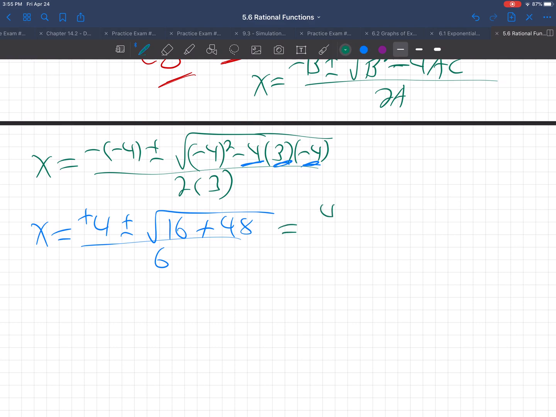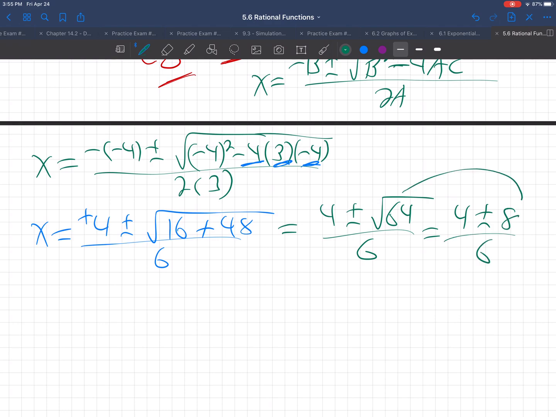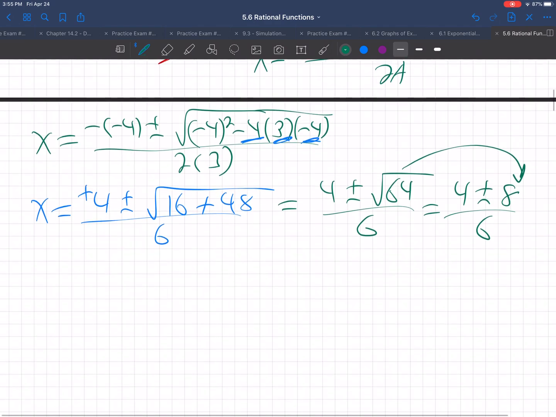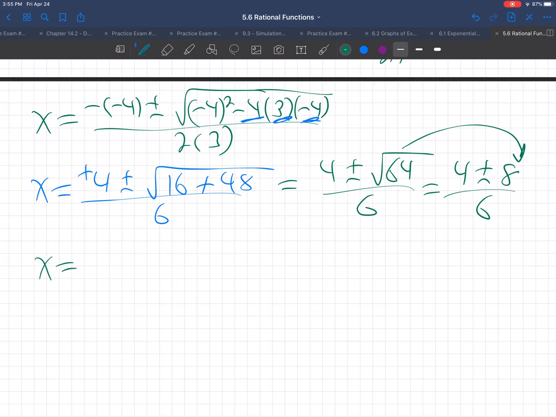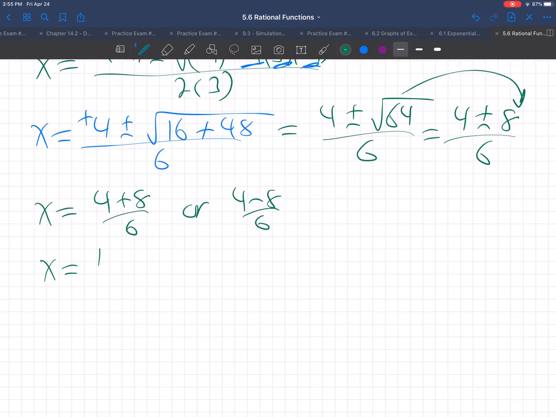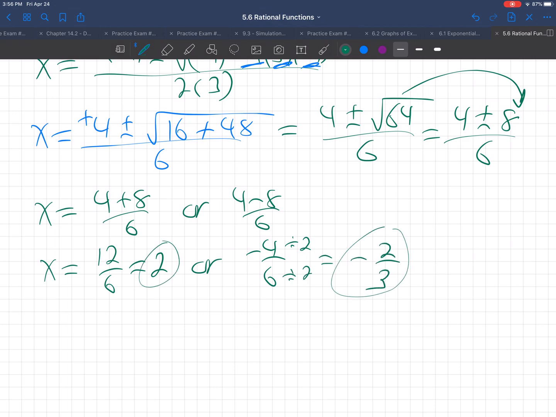And so this is 4 plus or minus the square root of, what's that, 16 plus 48, 64, all over 6, which is 4 plus or minus 8, right? Because the square root of 64 is just 8. So then that means x is 4 plus 8 over 6 or 4 minus 8 over 6. So x is 12 over 6, which is just 2, or negative 4 over 6. Reduce that fraction, divide top and bottom by 2, negative 2/3. So those are the two answers for x.